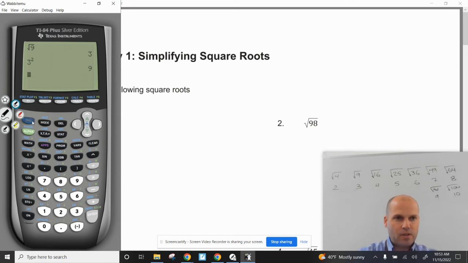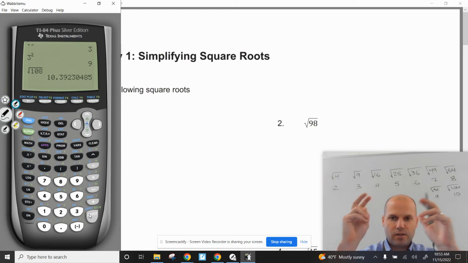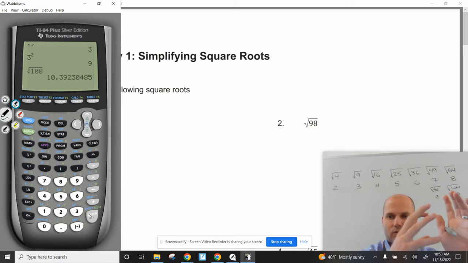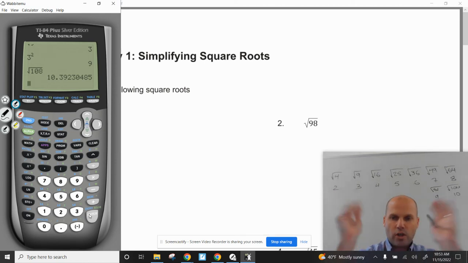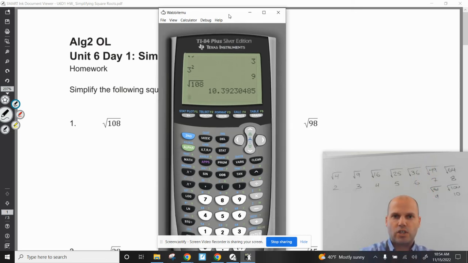Now, if I type in the square root of 108, I realize it's a crazy decimal. We don't want that. We would like to simplify it, make it look nicer, so we have simpler square roots. Here's what we're going to do. It's very simple. You start by dividing 108 by all of these perfect squares. Start by dividing it by 81, then 64, then 49, then 36. We do that to see what is the largest perfect square that goes into 108.